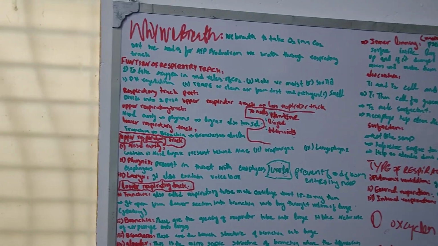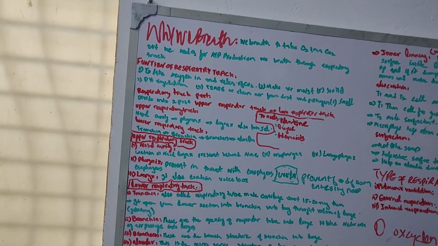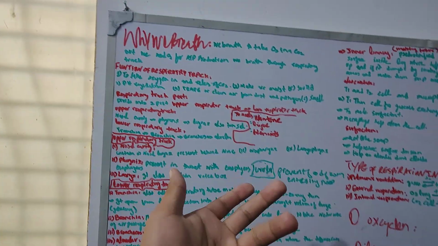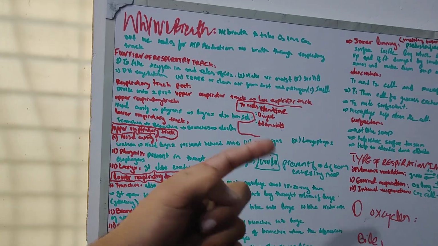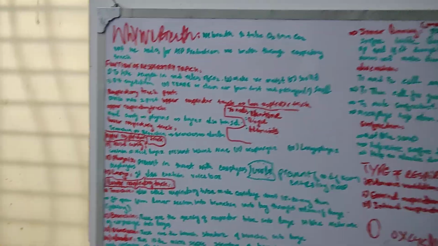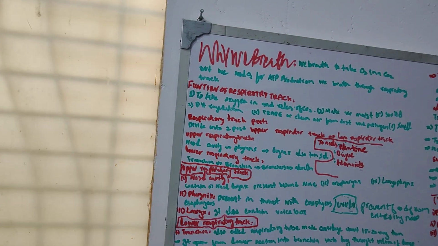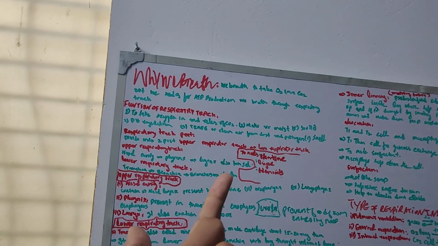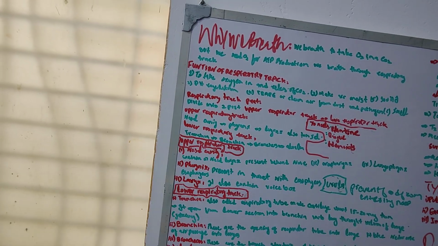It also helps in trapping and cleaning the air that comes into the body from pathogens and dust. And we smell through our nose, so it helps in smell too. Then the respiratory tract is divided into two parts: the upper respiratory tract and the lower respiratory tract. I may write it here.